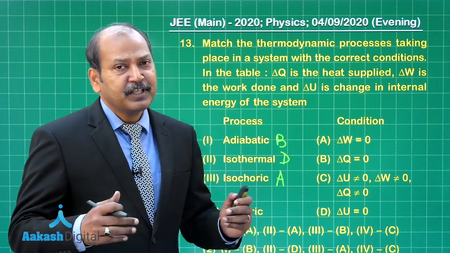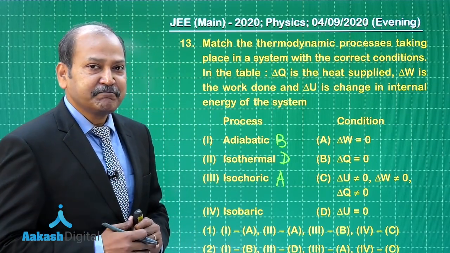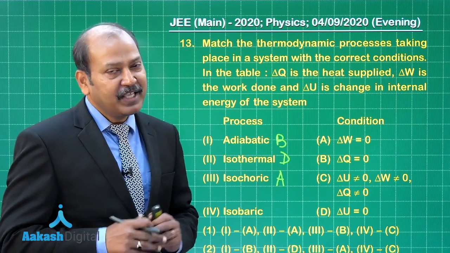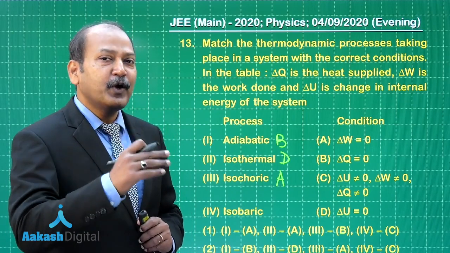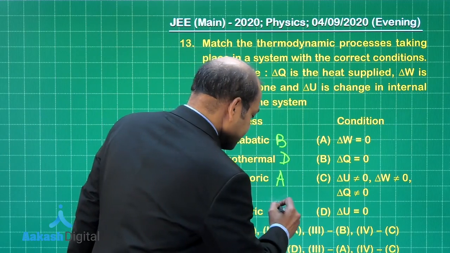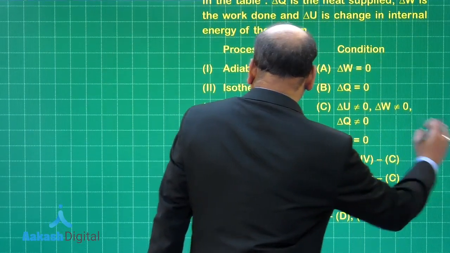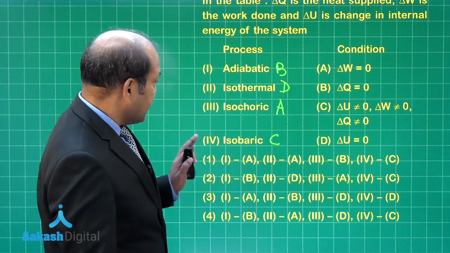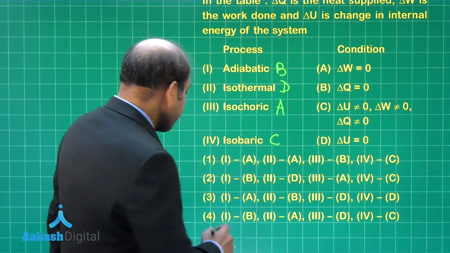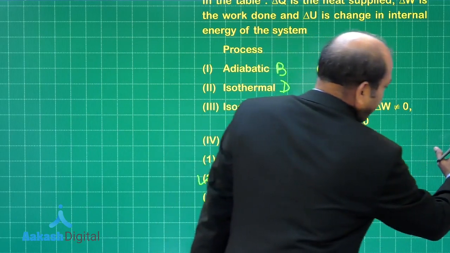Finally, coming to the isobaric process. For the isobaric process, we can say that delta W is non-zero, delta U is non-zero and delta Q is also non-zero, which means for 4 C is the correct match. Now, let us look at the options. Among all the options, clearly option 2 is matching with our match. So, option 2 is the correct option for this question.